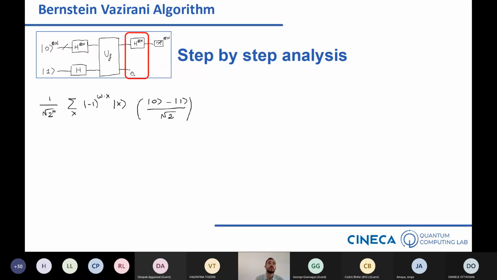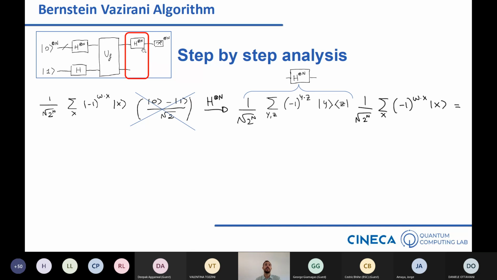Again, we reach this part of the algorithm where we discard the last register, since we were not interested in anything concerning the last register, and we apply Hn to what remains. Hn again is this part here. The operator Hn can be written in this form, and we have already seen this before. This is the state that we have at this point. And so we apply Hn to this state.